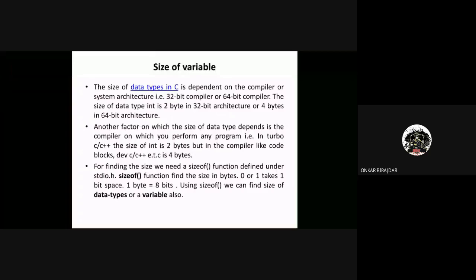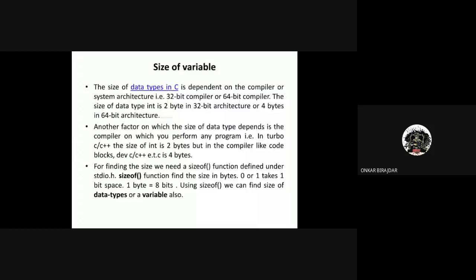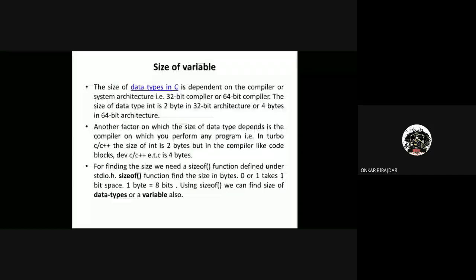Size of variable that we have discussed. The size of a variable depends on two factors. One is the operating system, whether it is a 32-bit or 64-bit operating system. Another factor is the compiler on which you are executing the program, that is Turbo C or Turbo C++. On Turbo C the size of the integer is 2 bytes, and on Dev C or Dev C++ the size of the integer is 4 bytes. So likewise it depends on two factors.